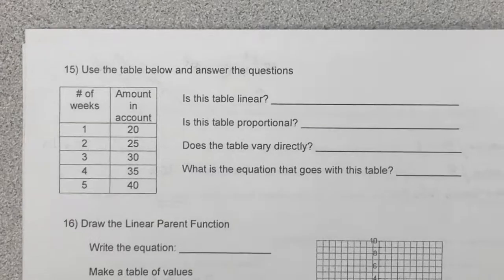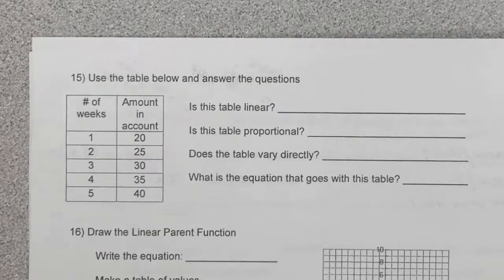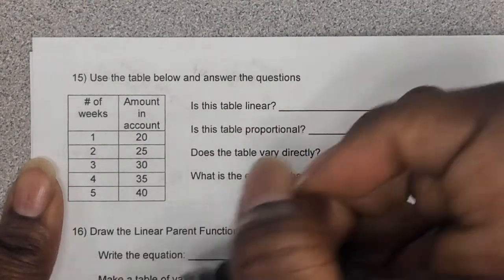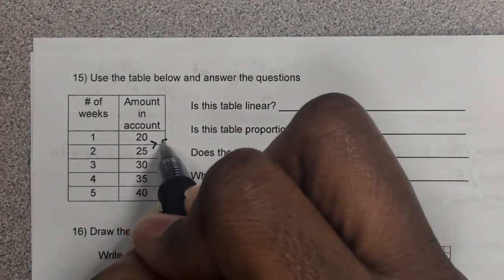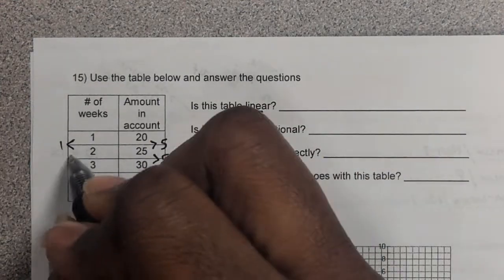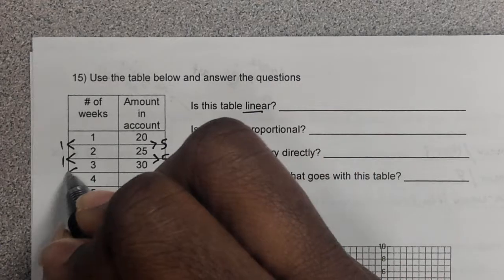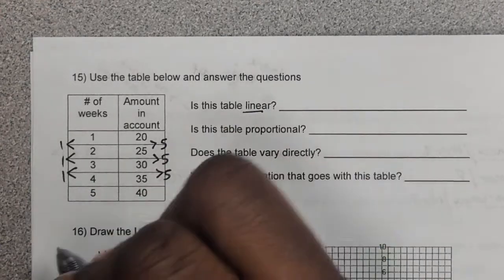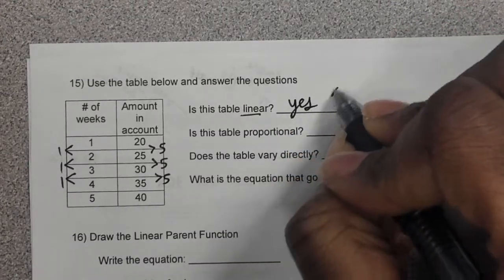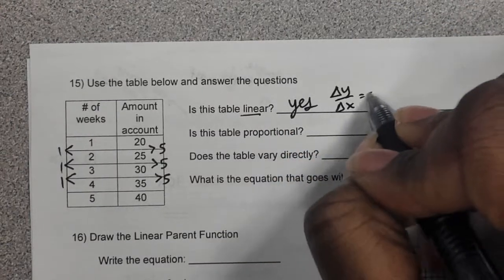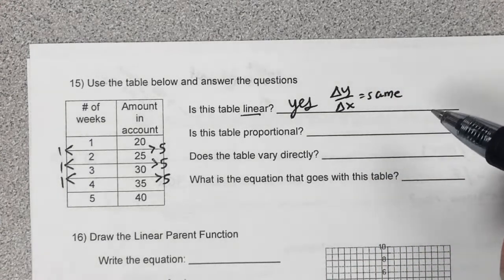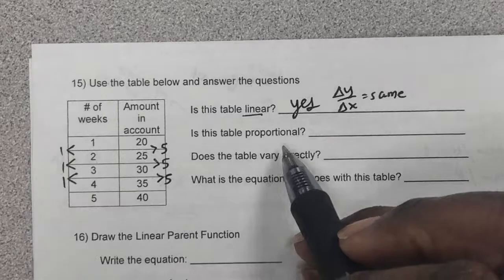All right. Is the table linear? If a table is linear, I need to check and see if my delta y divided by delta x is the same each time. So this increases by 5, and this increases by 1. That's how I'm going to tell if it's linear, because this again will be 5 divided by 1, 5 divided by 1. Or it could say 10 divided by 2, which is still the same thing as 5 divided by 1. So is it linear? Yes, because it has the same delta y over delta x. Delta y over delta x is the same. That's why it's linear.